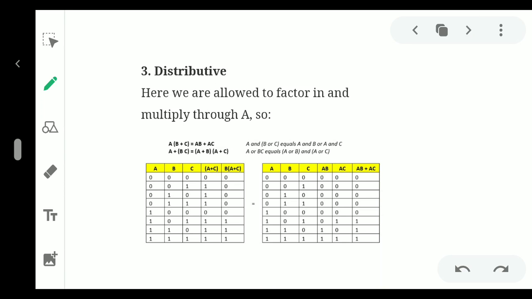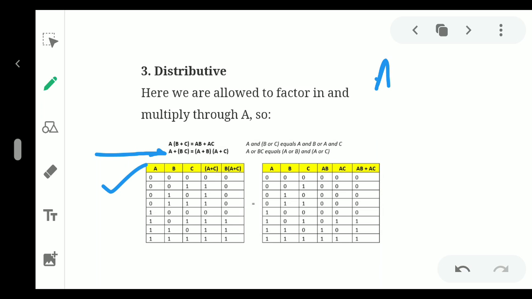Now the third rule is called the distributive law. Boolean addition is distributive over Boolean multiplication, given by A plus BC equals A plus B into A plus C. So how can we prove that? We can take the help of a table, or we can do it using Boolean rules. We can prove that.